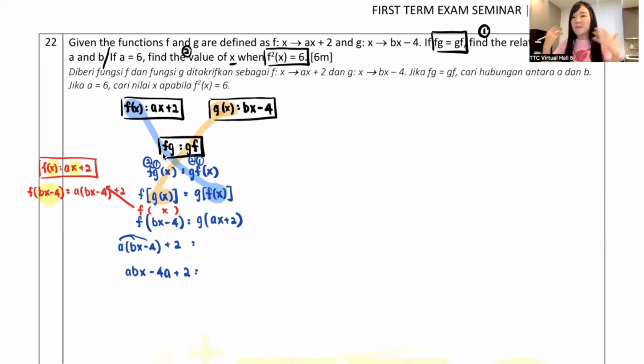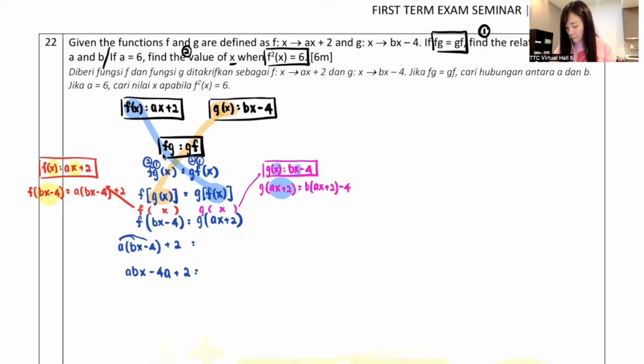You don't tell me to expand, because this is not a times relation. This is a function. This function in the original name is called g(x). So g(x) is equivalent to bx minus 4. What you guys want to do now is g(ax plus 2). I repeat, my x becomes ax plus 2. Then this x should also become ax plus 2. I think you guys all can see that.